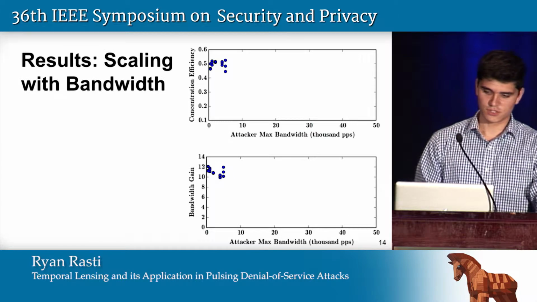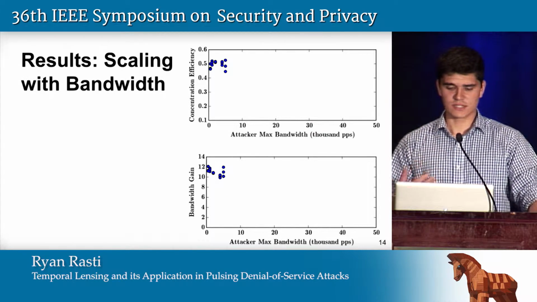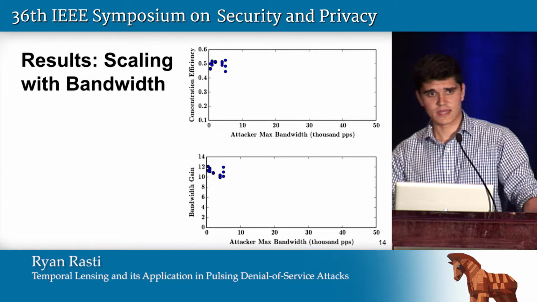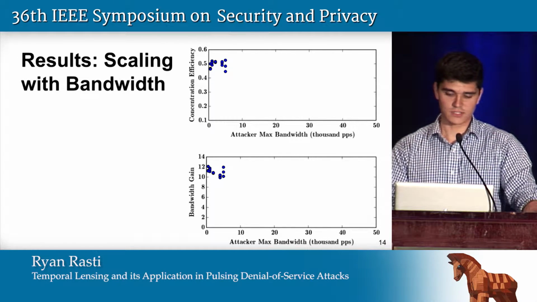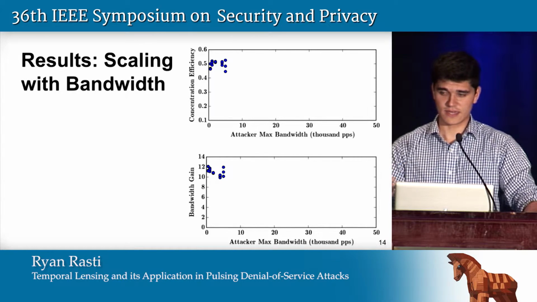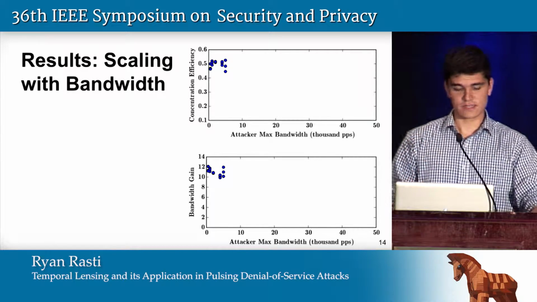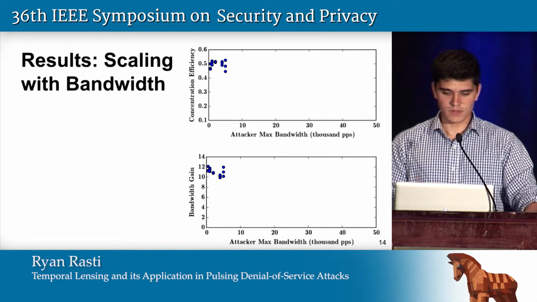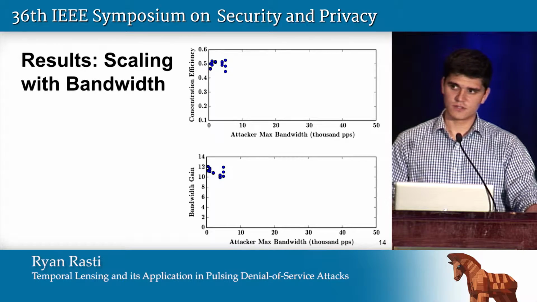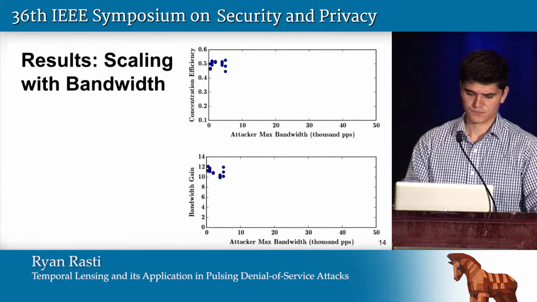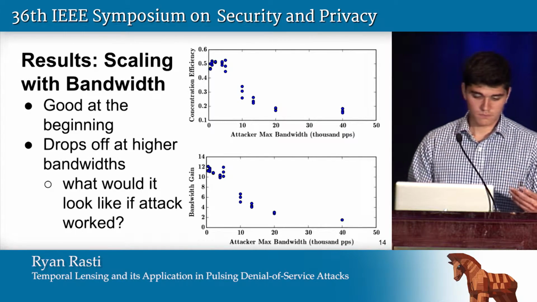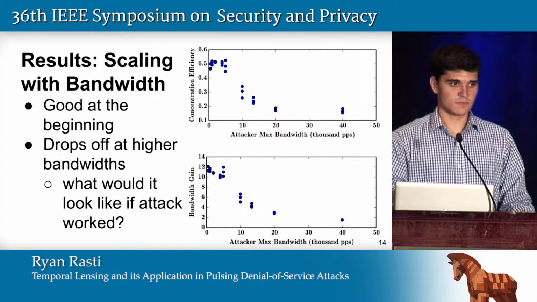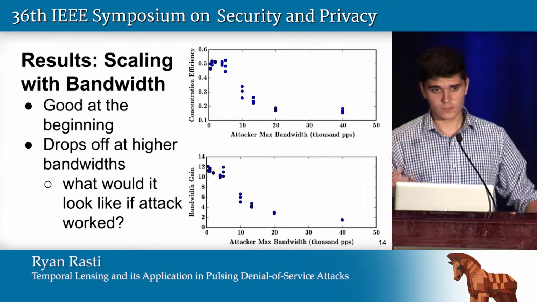To answer the first question, we took our two metrics, which are on the y-axis, and measured them against the attacker maximum bandwidth. So we artificially throttled the bandwidth that the attacker would send at. What we see is that for low to medium bandwidths, it seems to scale well, right? We have a relatively constant efficiency and a constant bandwidth gain. But at attacker bandwidths of 10,000 packets per second and higher, we see this drop-off.